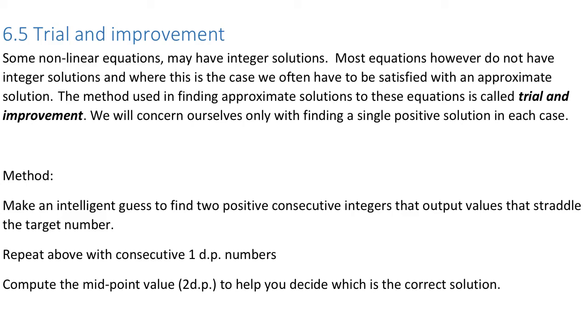Trial and improvement is something that we use to try and solve harder equations than just linear equations. Most equations don't have integer or whole number solutions. So what we need to do sometimes is use this method, which is loosely based around guesswork. So you make an intelligent guess and substitute your value into the equation. And then depending on what the answer works out to be, you make a better guess.